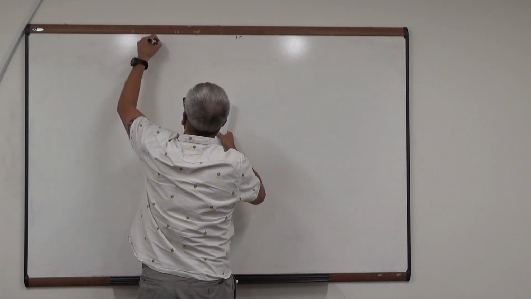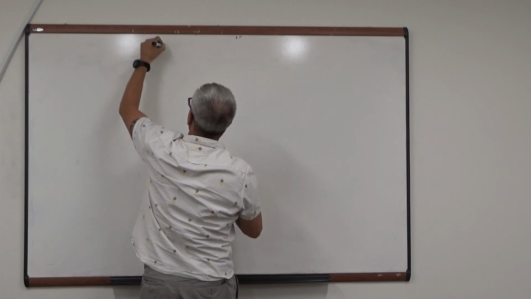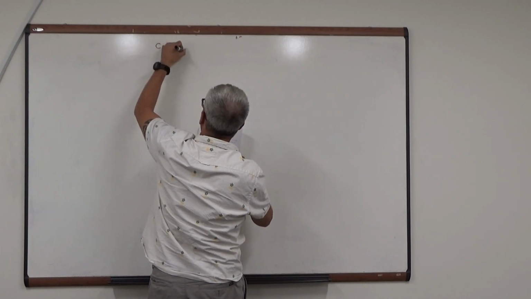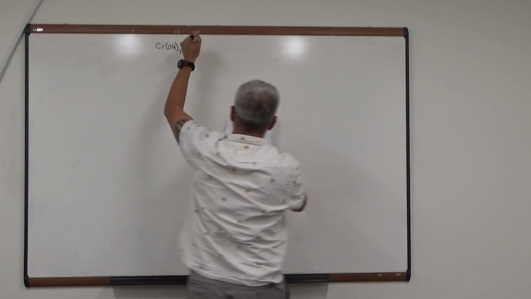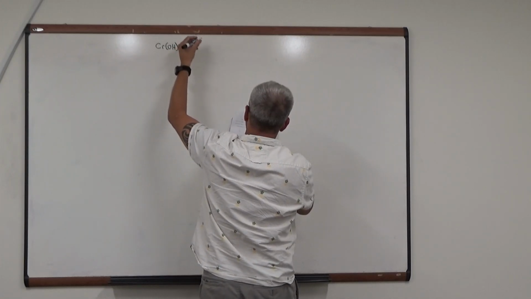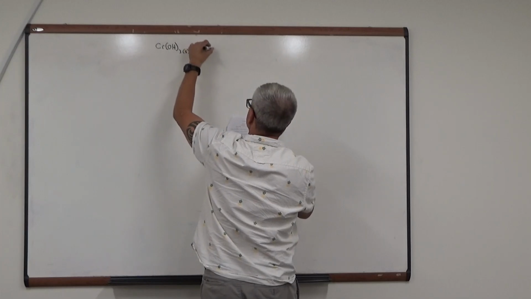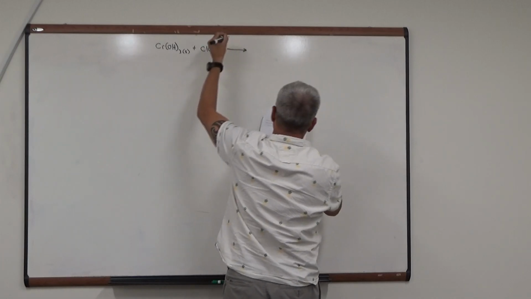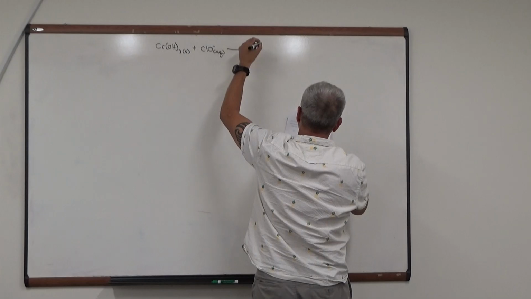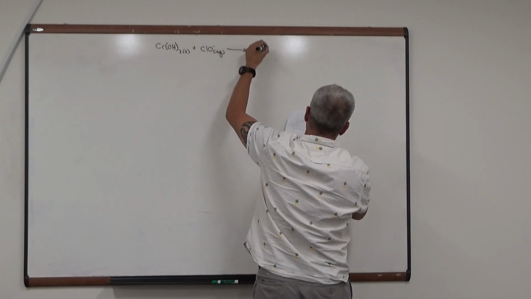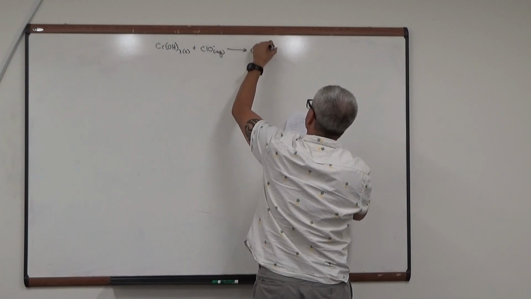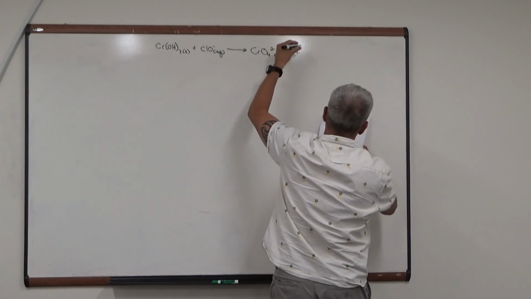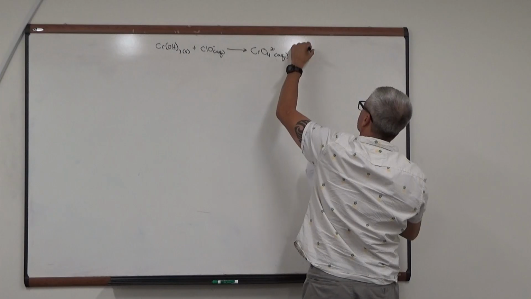We have chromium hydroxide plus hypochlorite going to chromium tetroxide, aqueous, plus chlorine gas.